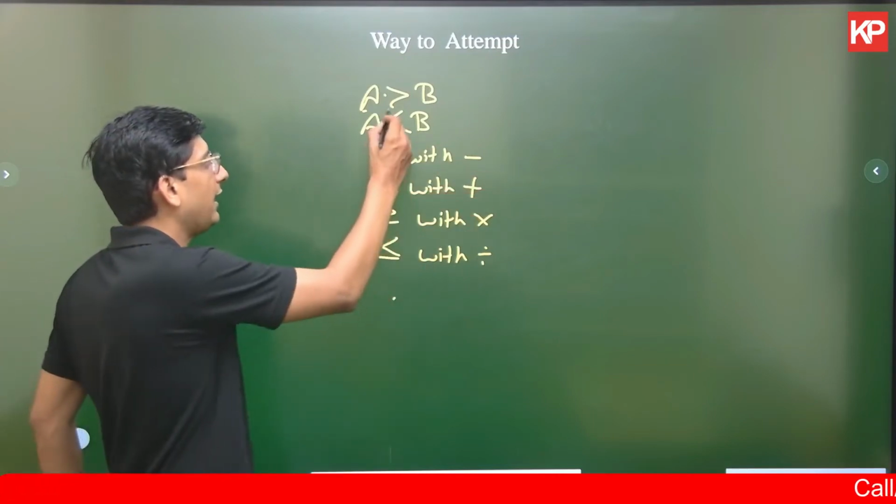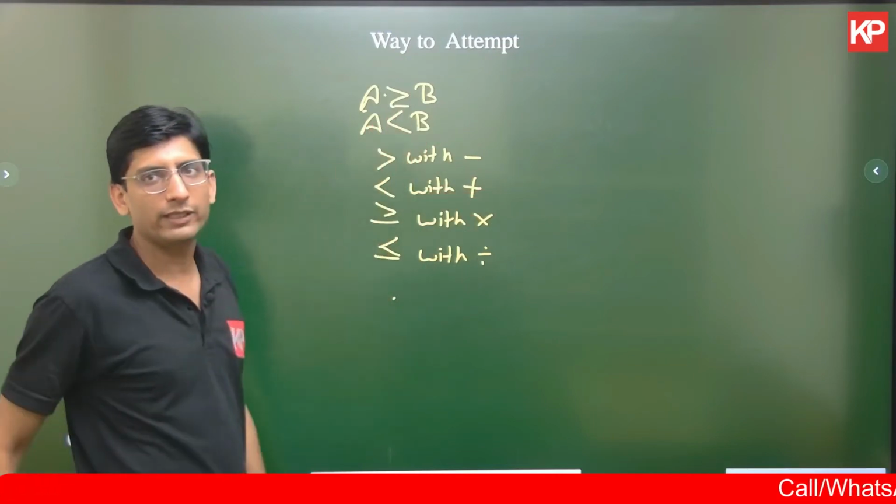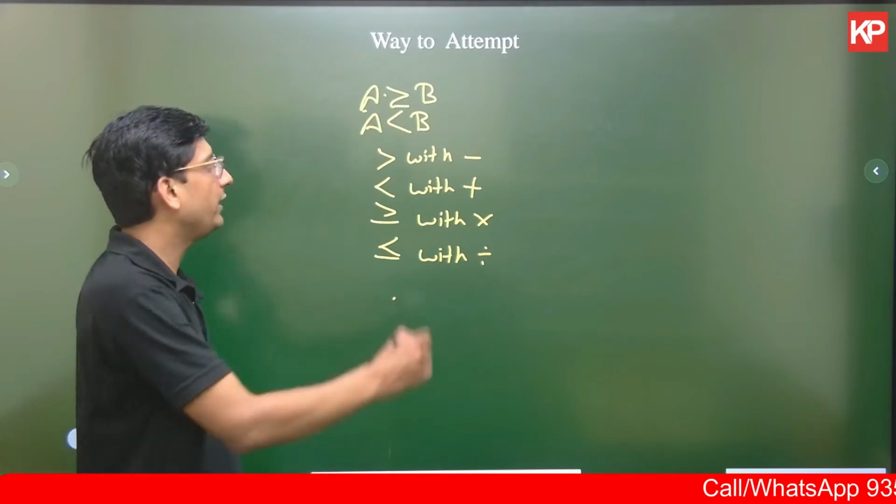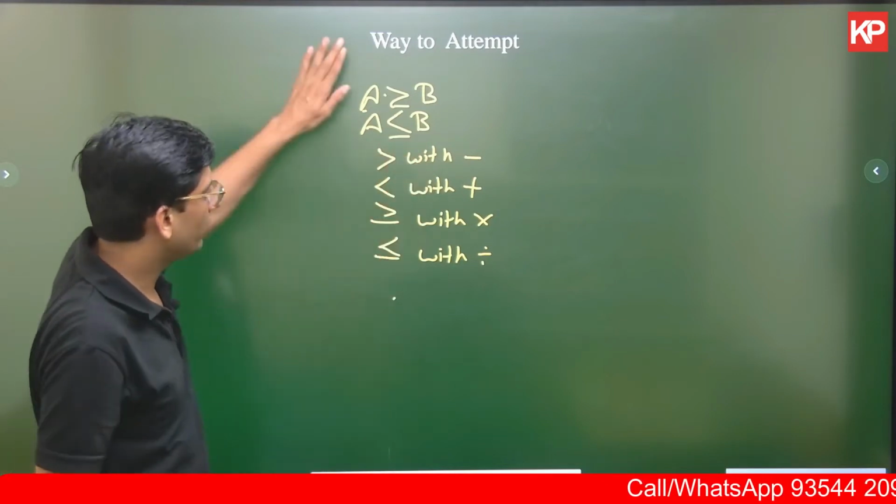And now if I just add equal to with this, it becomes A is greater than or equal to B, A is smaller than or equal to B.